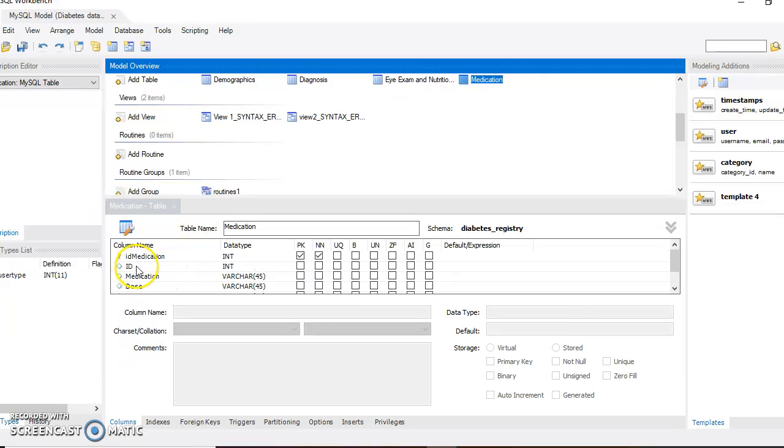We have, again, the common identifier of their patient ID. This can keep data secure by not having to show name every time a view is created. We also have medication, dose, and frequency.